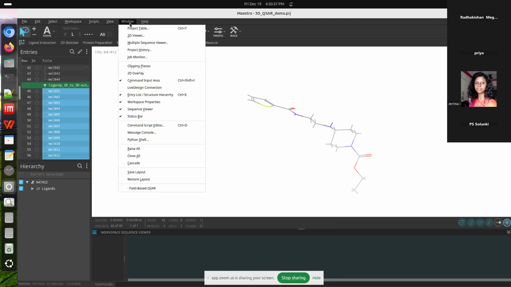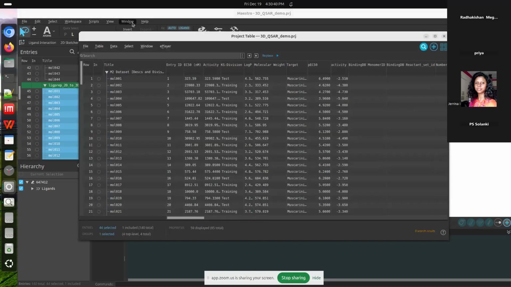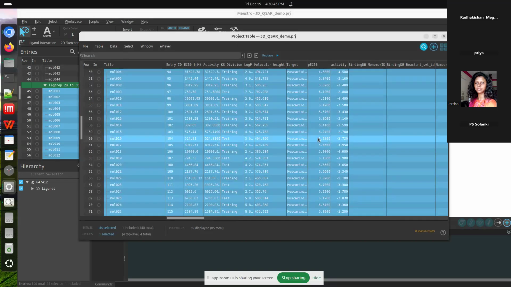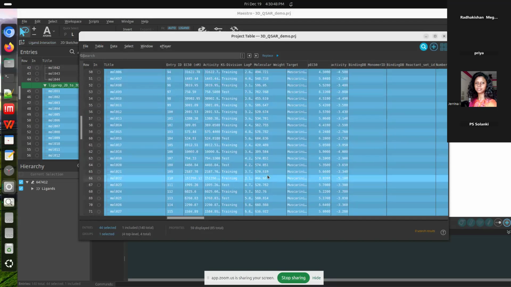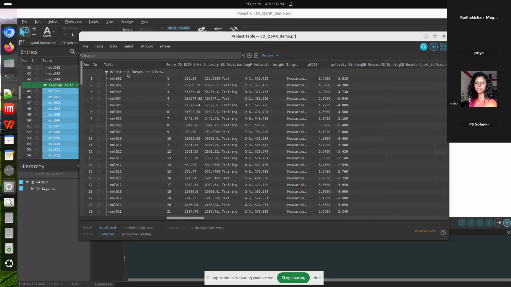There is this window option where you can see the entries you have prepared in the workspace, and you can see that my data set is already divided into test and training set, and it has logP values, molecular weight and pEC50 values. And if you want to calculate the pEC50 value, there is a formula: 9 minus log10 of the EC50 nanomolar concentration.